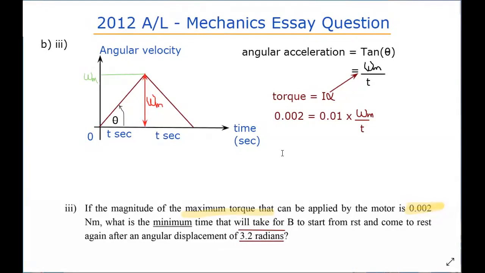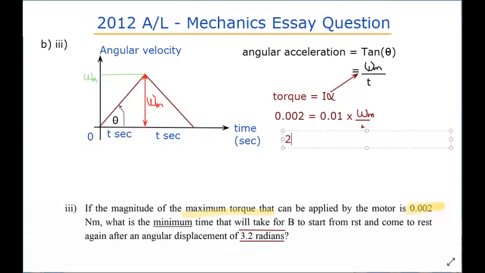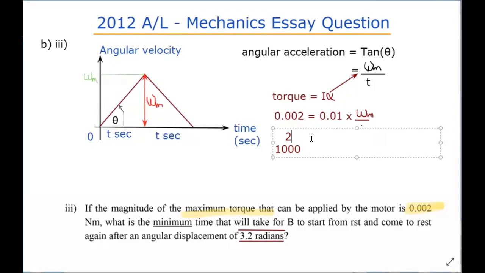One of the ways to simplify this is, this can be written as 2 over 1000. Am I right there? 0.02 can be written as 2 over 100. I think you can understand it. And 0.01 can be written as 1 over 100. And we cannot do anything to this omega m over t.